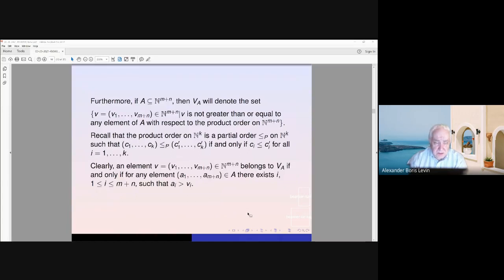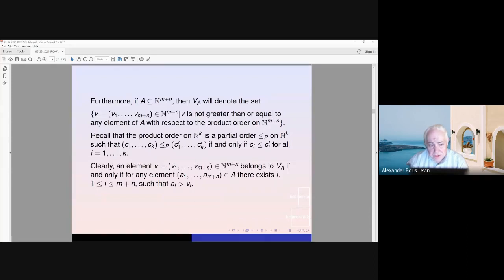And then we introduce the following set. Suppose you have a subset A of N to the power m plus n. Then V with index A denotes the set of all m plus n dimensional vectors which are not greater than or equal to any element of A with respect to the product order. Now, what is the product order?